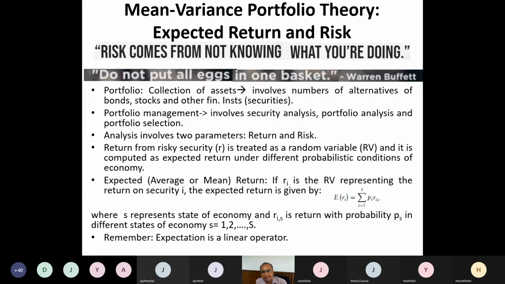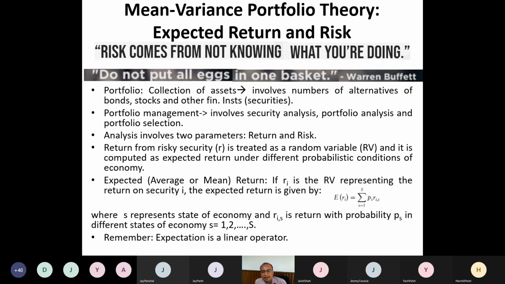So portfolio, when we say, is a collection of assets, right? And it involves a number of alternatives, say bonds, stocks, and other financial instruments or any security, right? Say it may be real estate or something else, gold, right? So that all constitutes the portfolio. We mainly bother here about the bonds and the stocks.